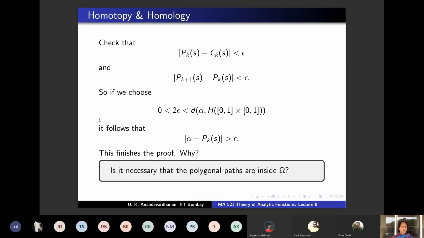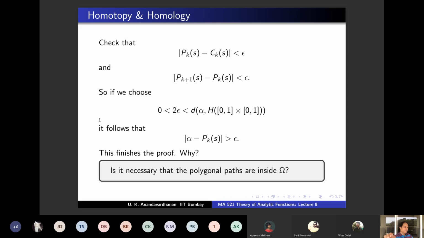Here is a question which bothered me for a minute, and therefore I thought I'll ask you also. Is it necessary that these polygonal paths are, see this, the curves CK, which is H of S comma K by N. These are of course inside omega, because H of unit square is inside omega. Inside omega, you have these homotopic curves, and then you are taking these n points on each of these curves and you are joining it by polygons, polygonal paths. Is it necessary that these polygonal paths are inside omega?